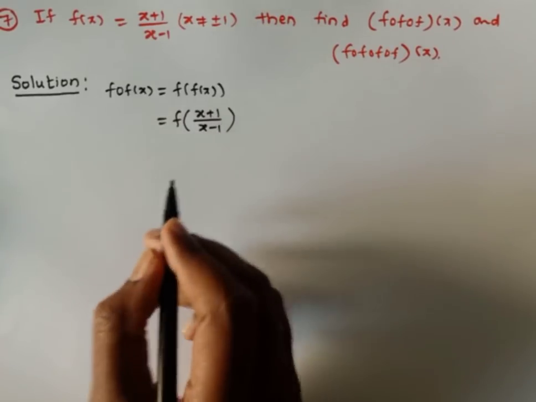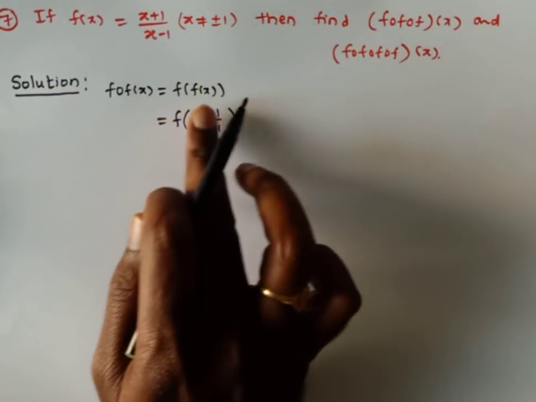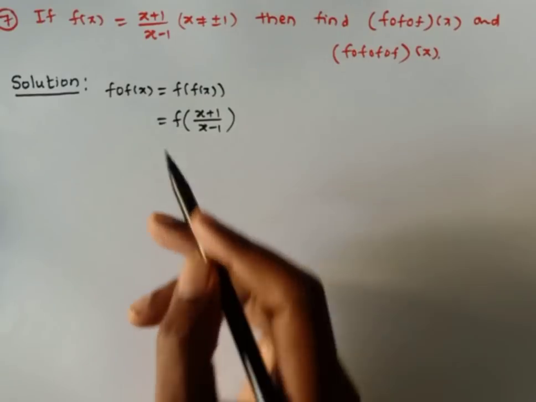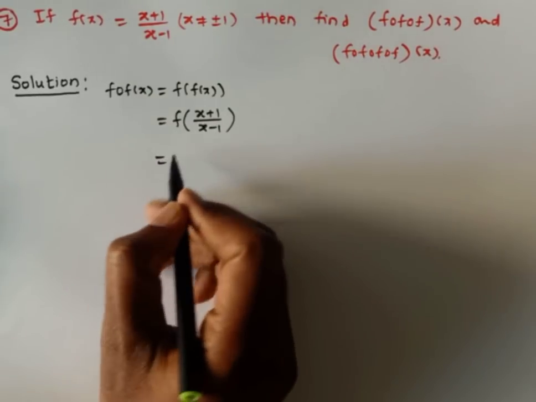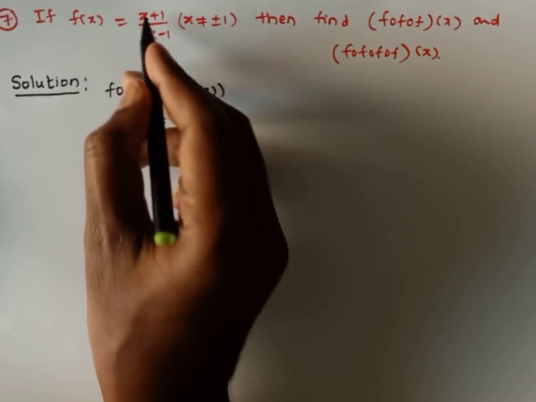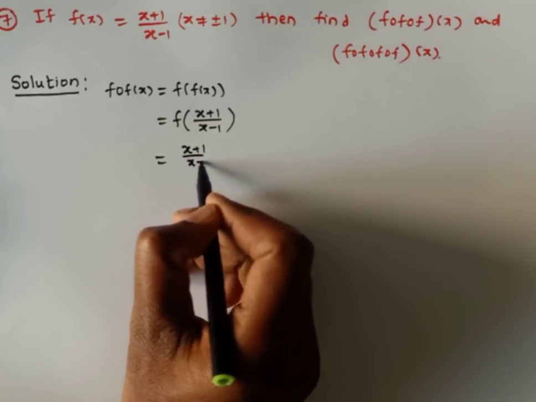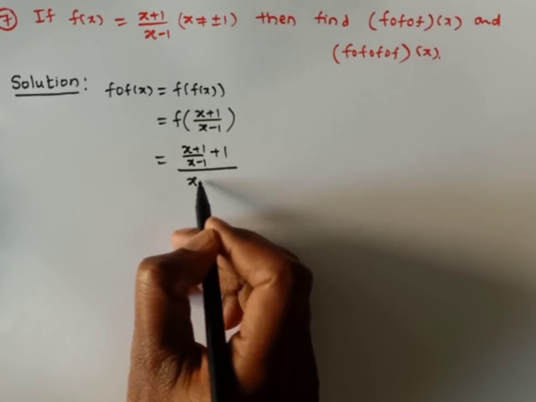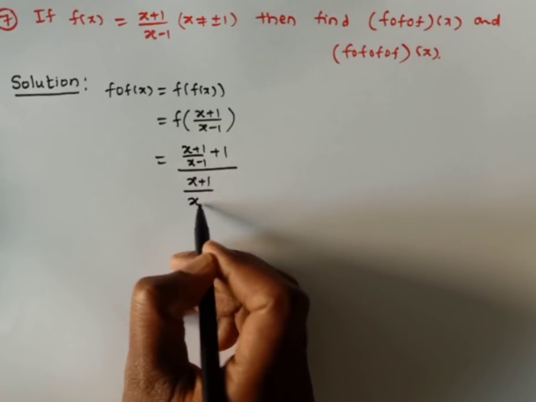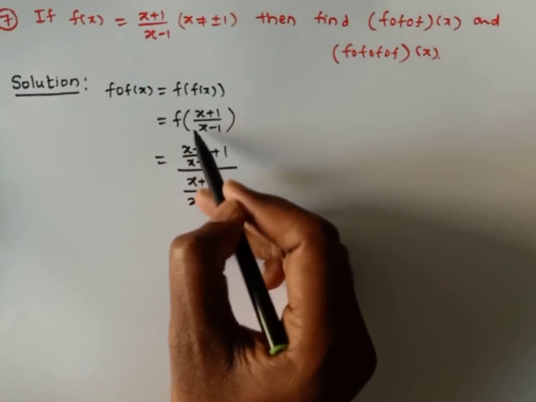Now it is in the form of f of x. So what is our f of x? This one. So instead of x, (x plus 1) by (x minus 1) is there. Now you need to replace this x with this entire value. So this becomes x plus 1 by x minus 1, plus 1, divided by x plus 1 divided by x minus 1, minus 1. I am substituting this value in place of x.